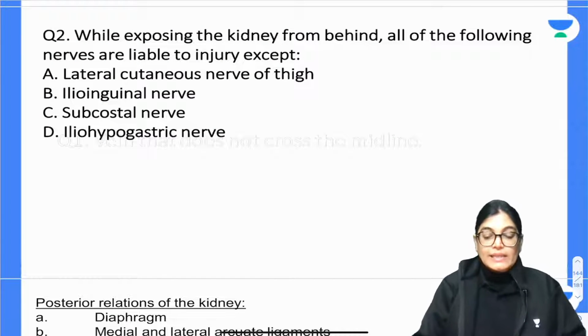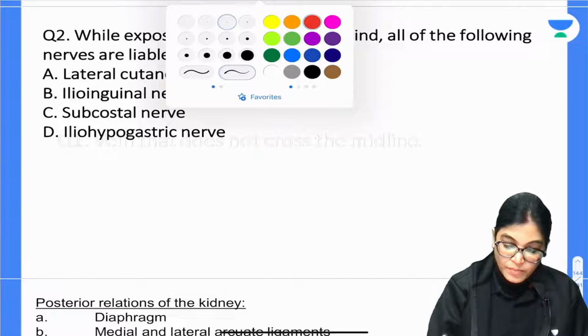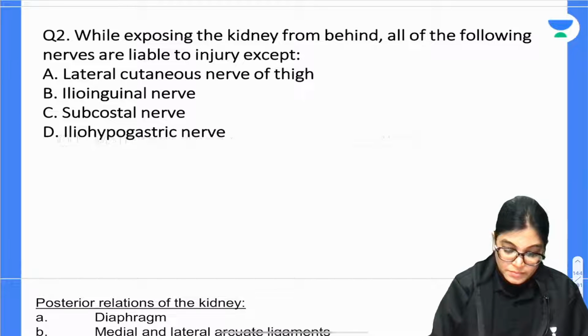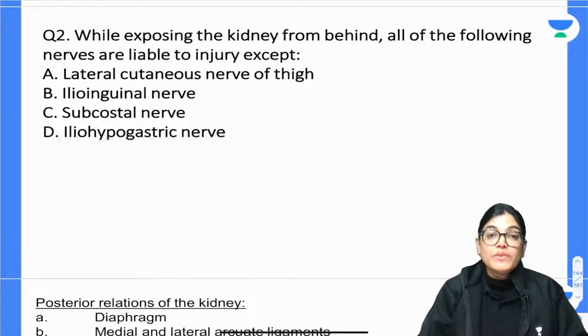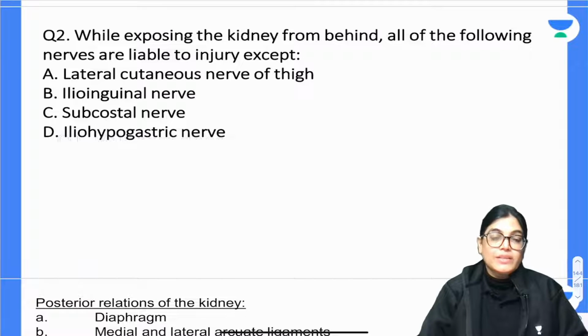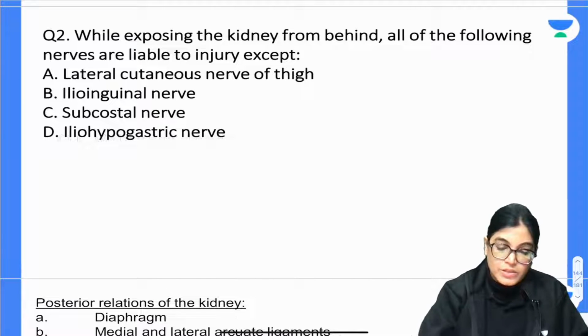While exposing the kidney from behind, all of the structures are liable to get injured except, okay, so mark your correct answer. While exposing the kidney from behind, all of the following structures are liable to get injured, except which of the following structure is not getting injured? Lateral cutaneous nerve of thigh, ilioinguinal, iliohypogastric or subcostal. So your time starts now.